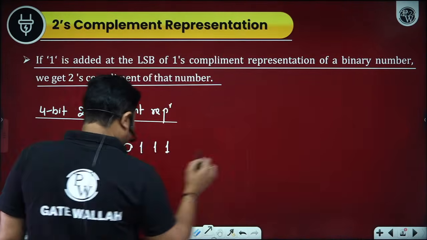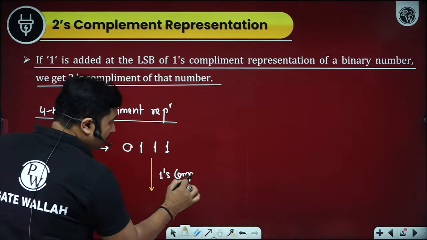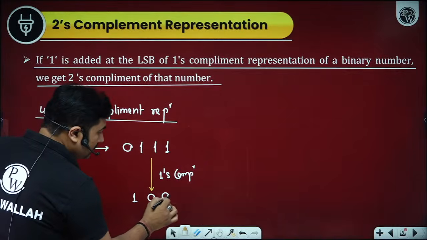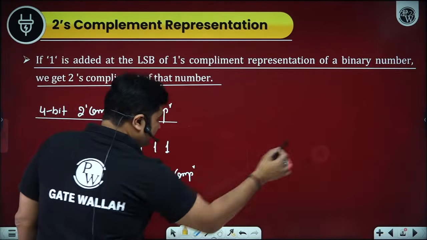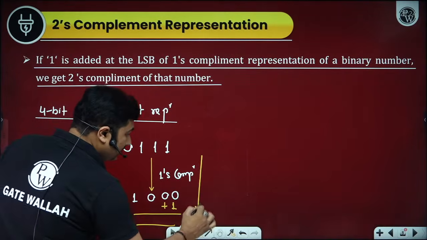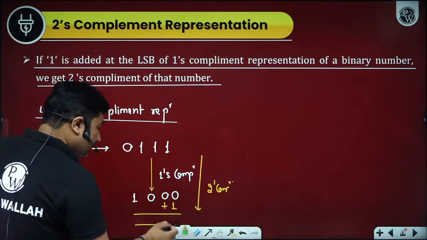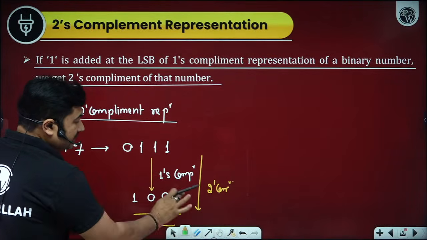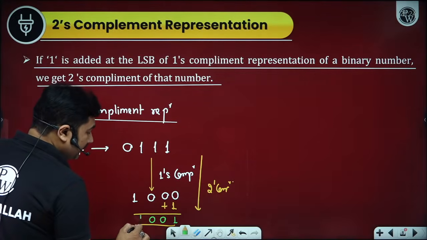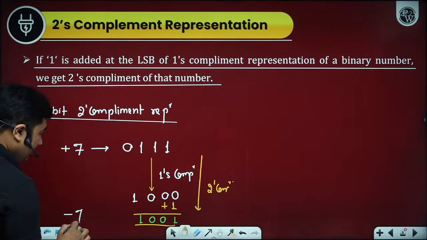To find minus 7, first of all, we have to take the 1's complement. So if you take the 1's complement, it will become 1, 0, 0, 0. Then add 1 to the LSB. When you add 1 to the LSB, it becomes the 2's complement of the number. Is it okay? So add 1 to the LSB. We have this number as the 1's complement, so 0 plus 1, 1, and the result is 1, 0, 0, 1. So this is basically minus 7.